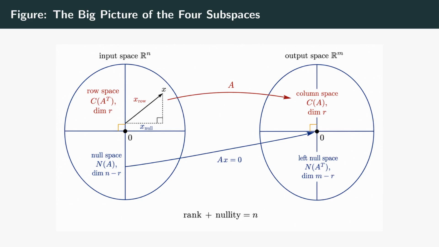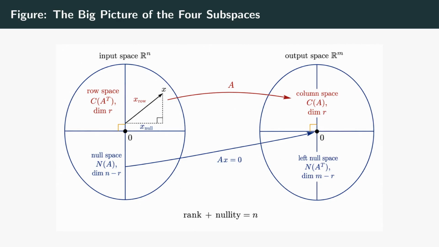This is the diagram to memorize. On the left, the input space Rn, drawn as an oval split into the row space on top, dimension r, and the null space below, dimension n minus r, meeting at a right angle at the central 0. On the right, the output space, Rm, split into the column space on top, dimension r, and a left null space below, dimension m minus r.